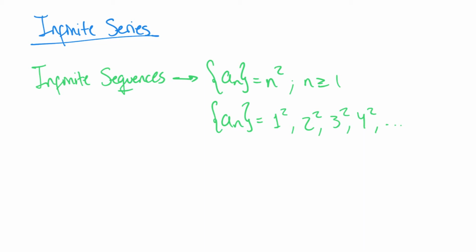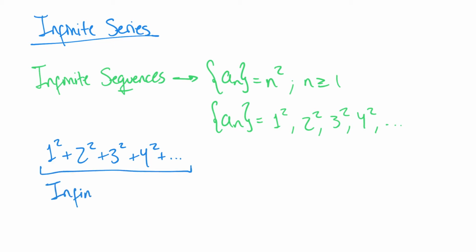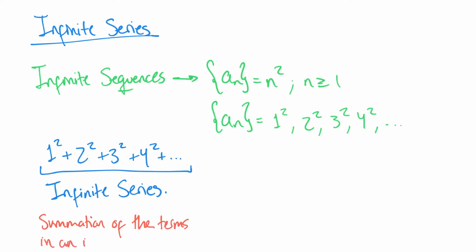Now, what happens if we want to add up all these numbers? Okay, we want to create 1 squared plus 2 squared plus 3 squared plus 4 squared, etc. We want to know what that number is going to be equal to. Well, this thing right here is an infinite series. So an infinite series is just the summation of the terms in an infinite sequence.